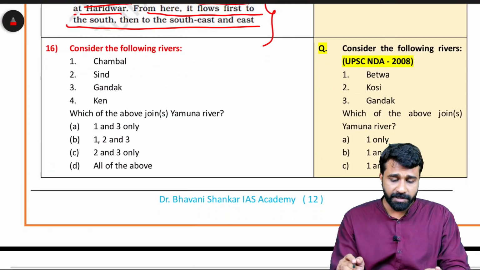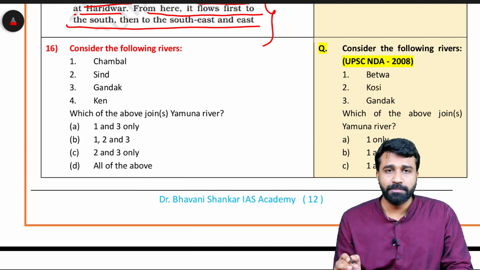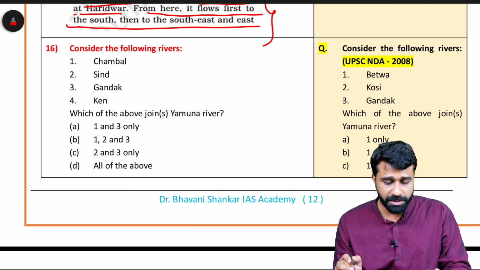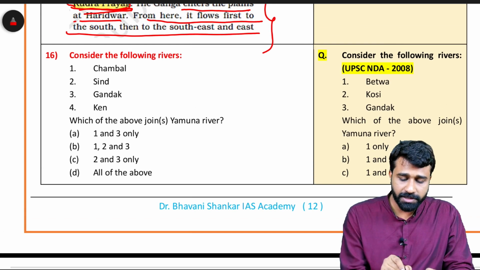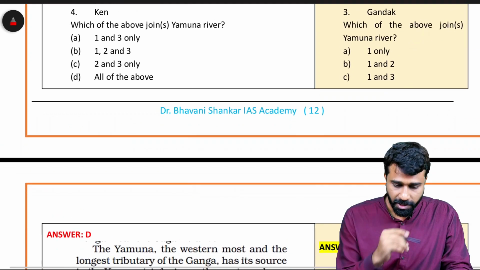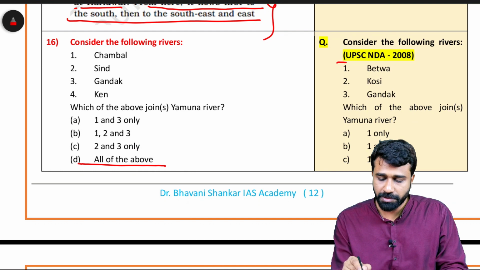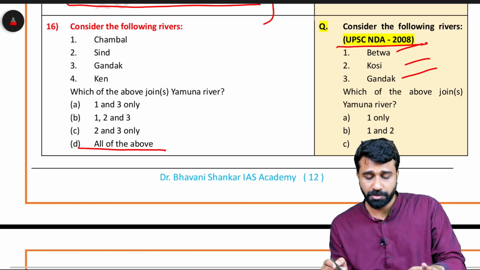Consider the following rivers: Chambal, Sindh, Gandak, Ken, Betwa, Son. Which of the above are tributaries that join river Yamuna? All are joining Yamuna here. This was an NDA 2008 question, with Betwa, Kosi, Gandak as the options.